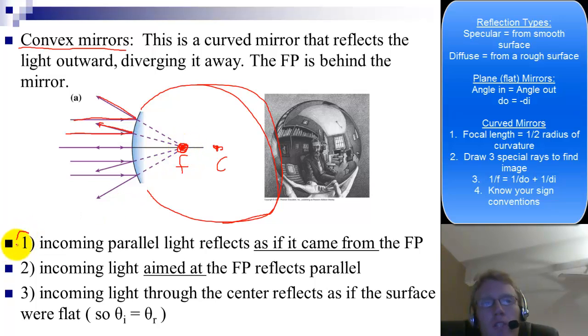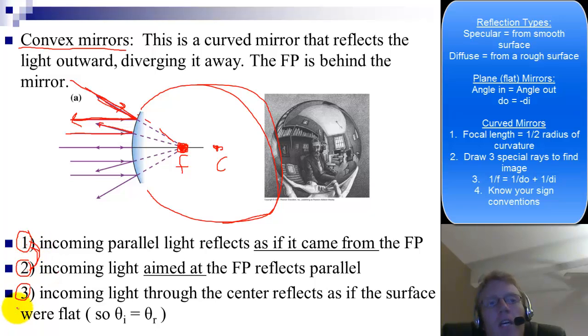So again, there are 3 special rules that we can follow to help us locate the image. Any incoming light parallel reflects as if it came from the focal point. So you come in parallel, you bounce out as if you came from the focal point. Any light coming in aimed at the focal point reflects parallel. So again, that's just the opposite. Number 2 is the opposite of number 1. If you come in aimed at this focal point, you're going to bounce out parallel, just retracing 1 and 2 off of each other.